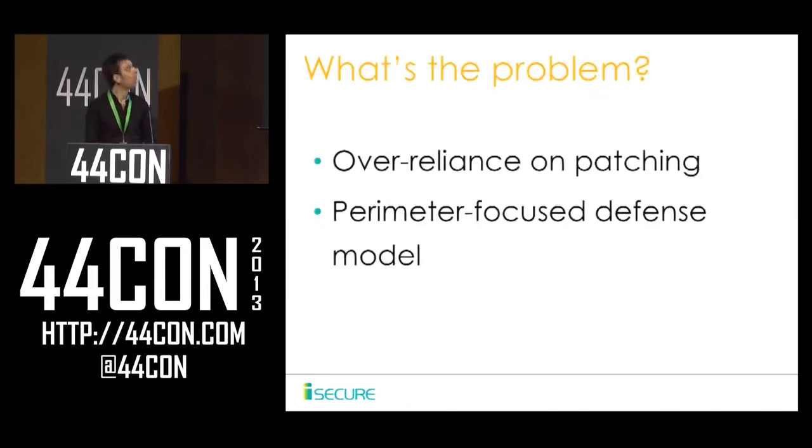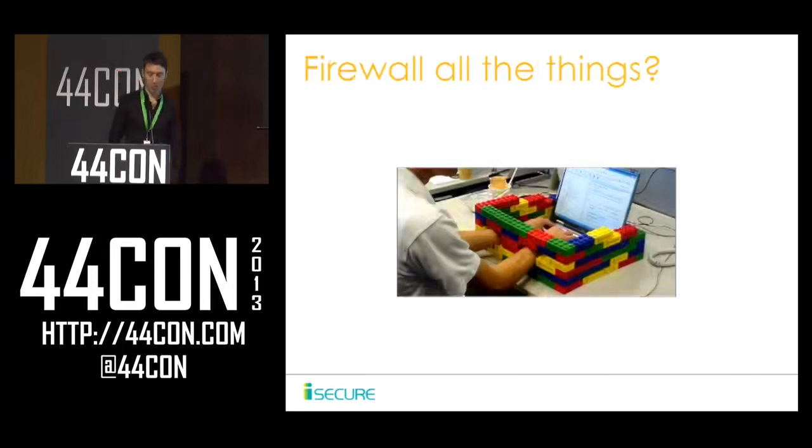So what's the problem? The problem we're facing is that we're over-reliant on patching, and we've got a very perimeter-focused defense model. We're relying very heavily on the network to do our protection. And as I've said, maybe that doesn't work that well anymore. So what are we going to do? Are we going to firewall all the things? Like this guy, looks really secure.